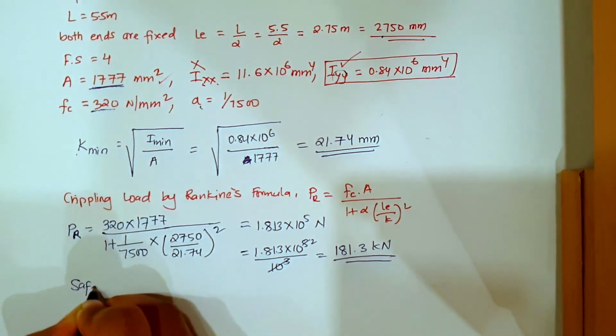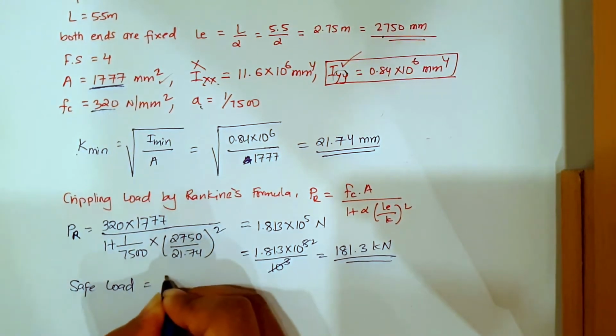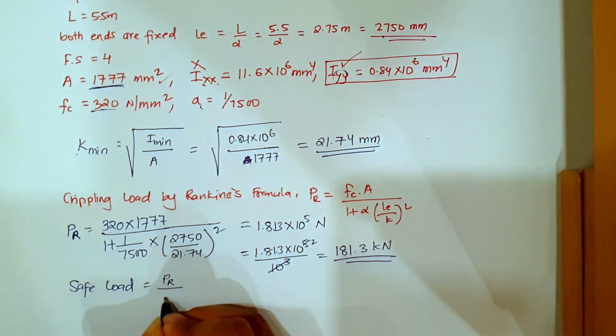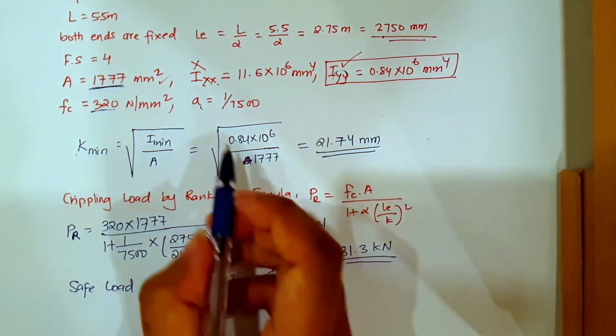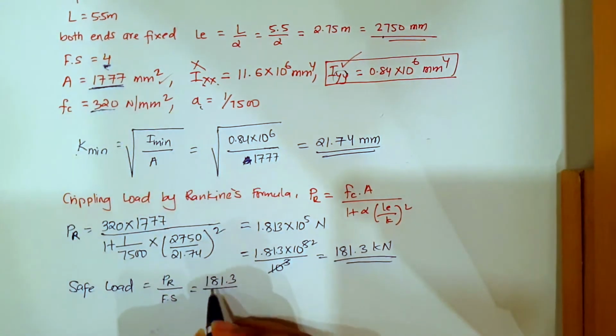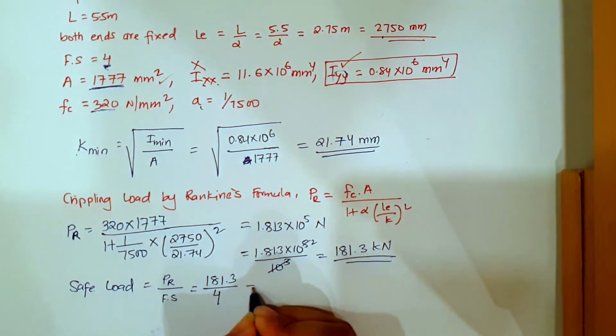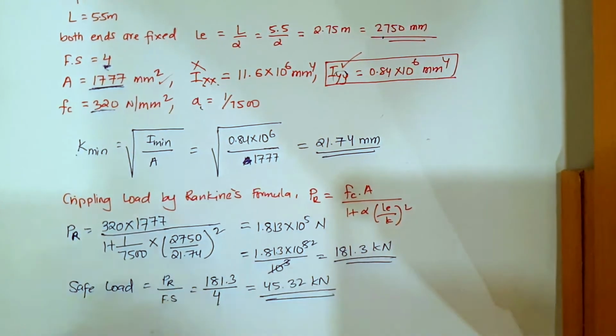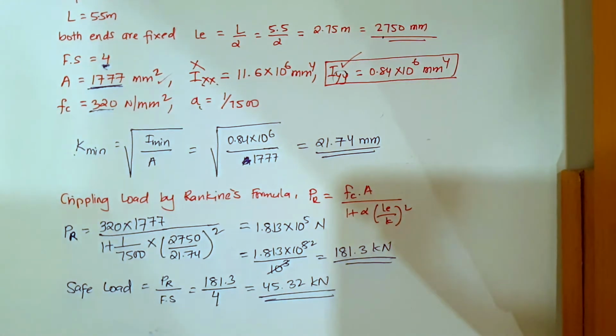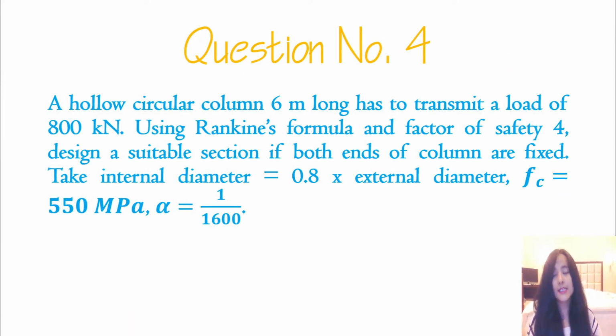Okay, now from here we need to find safe load. So safe load will be equal to PR by factor of safety. So we got 181.3, and factor of safety, how much is given? It is given 4. Factor of safety 4, divided by 4. So from here you get 45.32 kilonewton. Okay, so I hope this numerical is also clear. This is the last numerical for this session and also the last numerical for this unit.